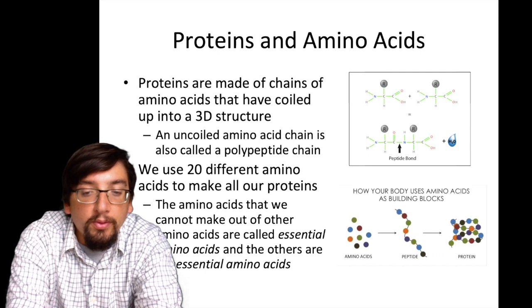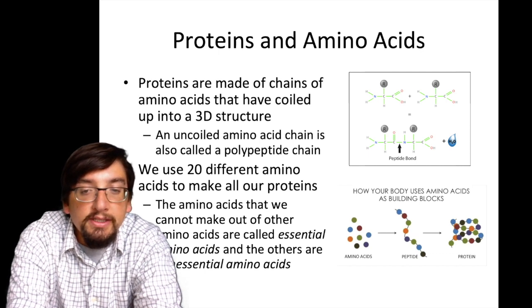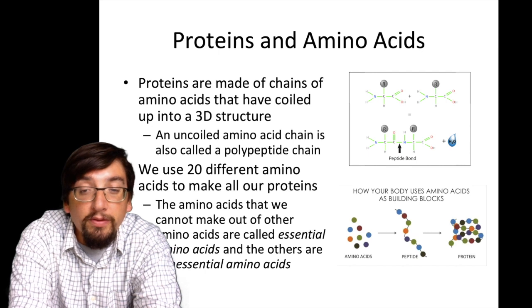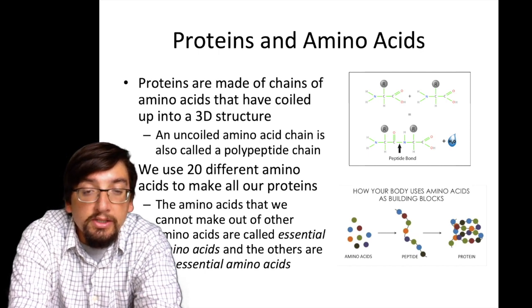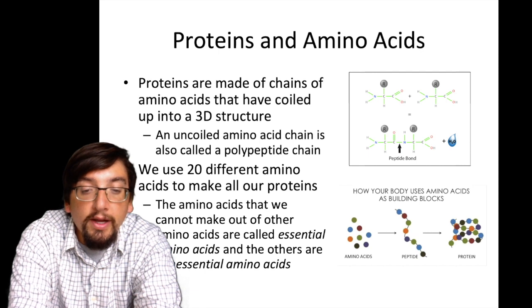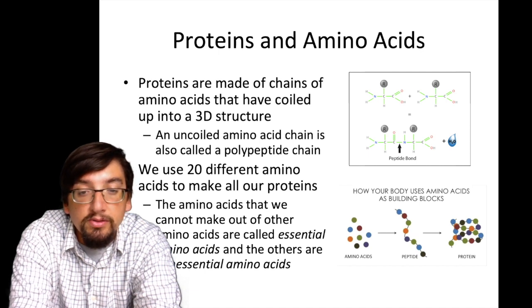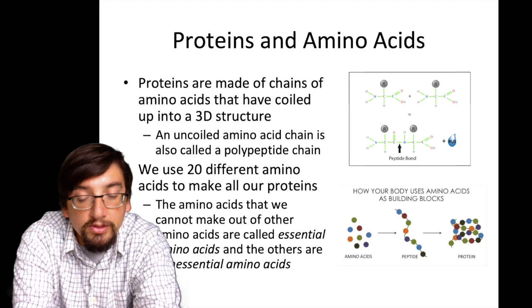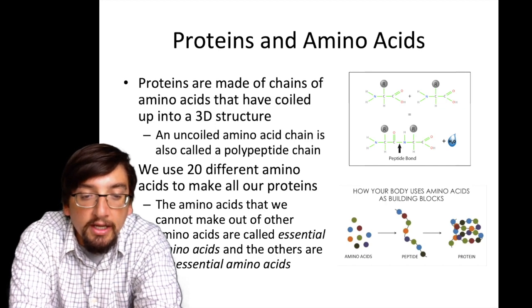And so all 20 of these amino acids are essential for our life, for our survival, but we call some of them essential amino acids because we can't make them out of other amino acids. So there's usually 9 amino acids that if you don't have them in your diet in sufficient amounts, you start having hair falling out and you lose energy and you end up dying.